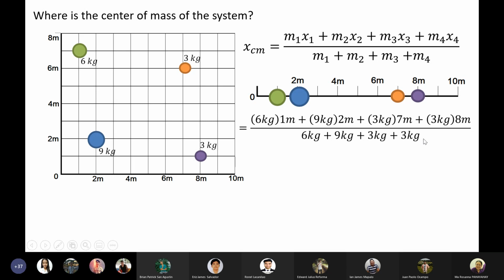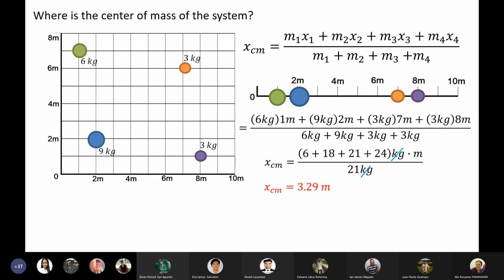And the sum of these masses, which is this one. And to get now, that is 6 kilogram meter, 18 kilogram meter, 21 kilogram meter, and 24 kilogram meter. Cancel out the kilogram, definitely. Divided by 21 kilogram. And the position now on X is 3.29 meter. So roughly, nandito siya. Okay? Nandito yung kanyang center of mass kung titingnan natin dito.